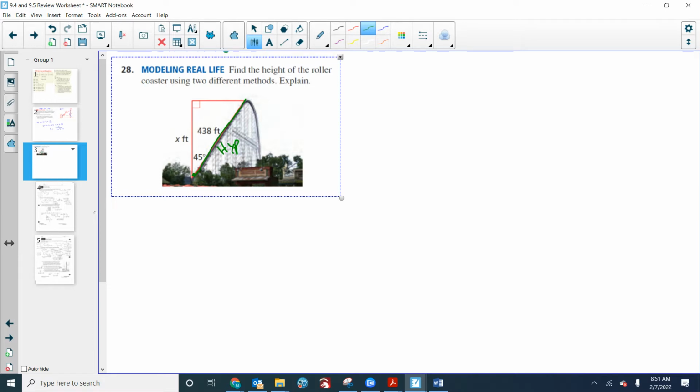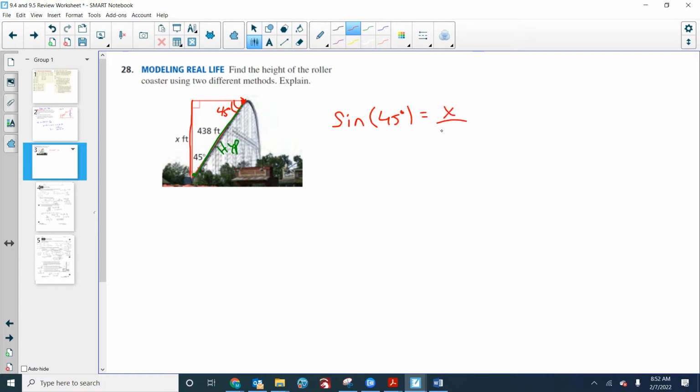Now, what's the second method? Well, if this is a 45-degree angle, what's this angle over here? They're always complementary, right? Oh, look, they're the same, 45, because 90 minus 45 is 45. So let's go over to this angle. From this angle, this side is not the adjacent anymore. This side is the opposite, and this is still the hypotenuse. So we would do sine of 45 equals x over 438. That'd be the other method, using the sine function.